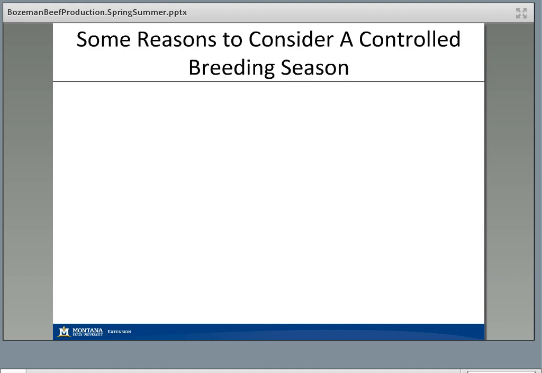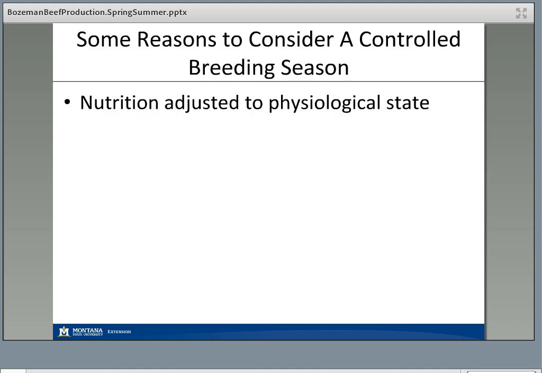So some reasons that we might consider a controlled breeding season is that we can adjust the nutritional plane of the cattle to their physiological state. If you have a cow who's in the second trimester, a cow who's about ready to calve, and a cow who's at peak lactation, all in the same group, you're not going to be able to do a good job of managing nutrient requirements and feed provided to match those requirements.